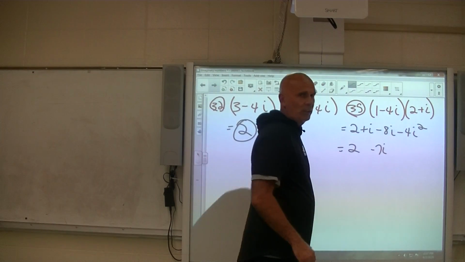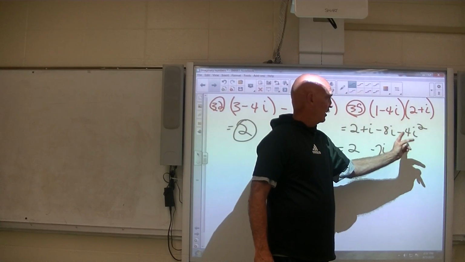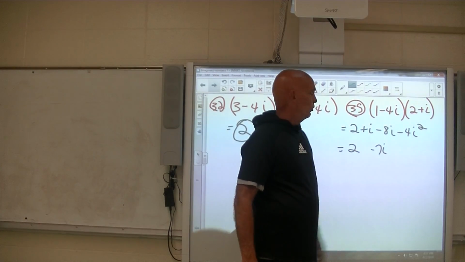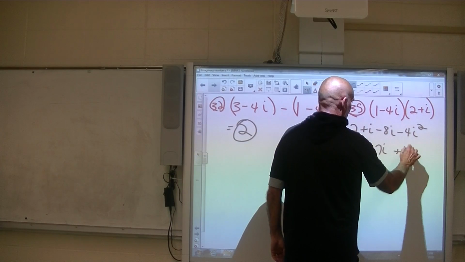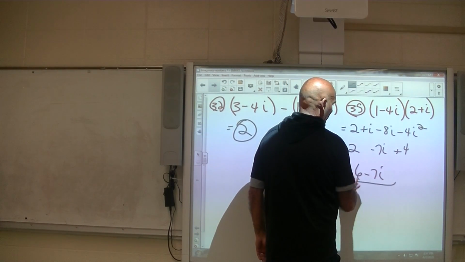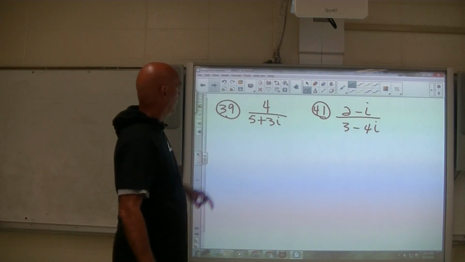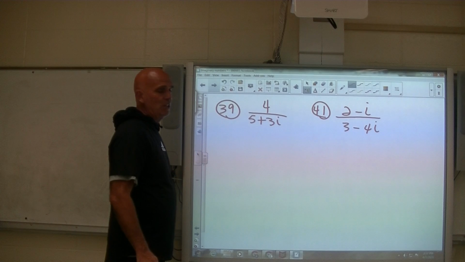Okay, so what's i squared? I squared is negative 1. So negative 4 times i squared is negative 4 times negative 1, which is plus 4. So that's 2 plus 4. Final answer, 2 plus 4 is 6, minus 7i. Again, combine only the like terms. Don't try to combine the constants and the i's together. All right?